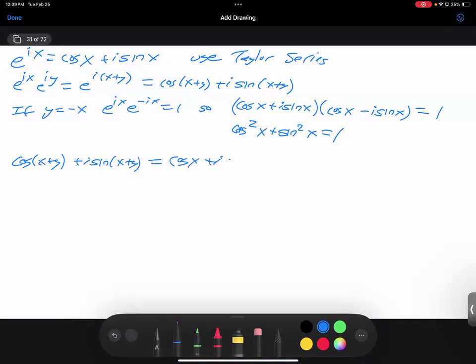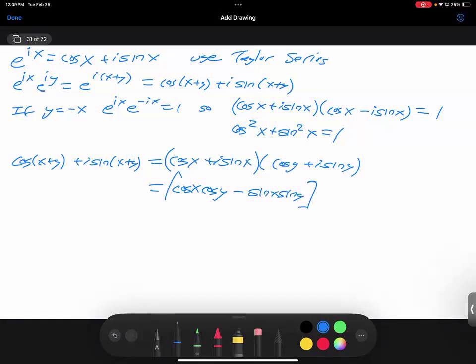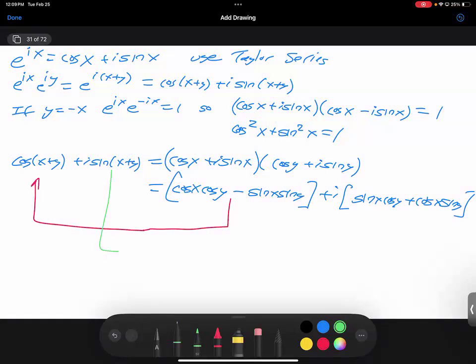And the other one, of course, is cosine of x plus y plus i sine of x plus y is cosine x plus i sine x times cosine y plus i sine y. So if I group things together, I'll get cosine x cosine y minus sine x sine y as the real part, plus i times sine x cosine y plus cosine x sine y as the imaginary part. And the only way two complex numbers can be the same is if the real parts are the same and the imaginary parts are the same.